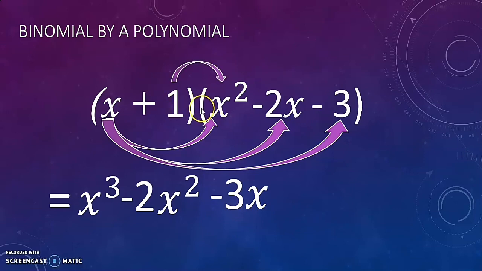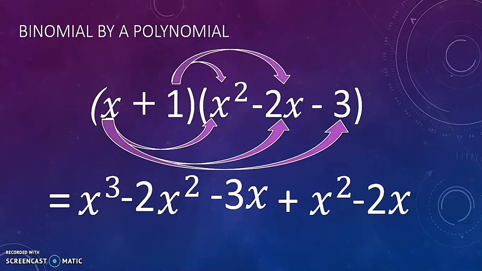Okay, for the second term, 1 times x squared, we have x squared. And then 1 times negative 2x, we have negative 2x. And then for the last one, 1 times negative 3, we have negative 3. Okay, since we have 2 times 3 terms, we must have 6 terms. But this is not your final answer because we have the product that are like terms.